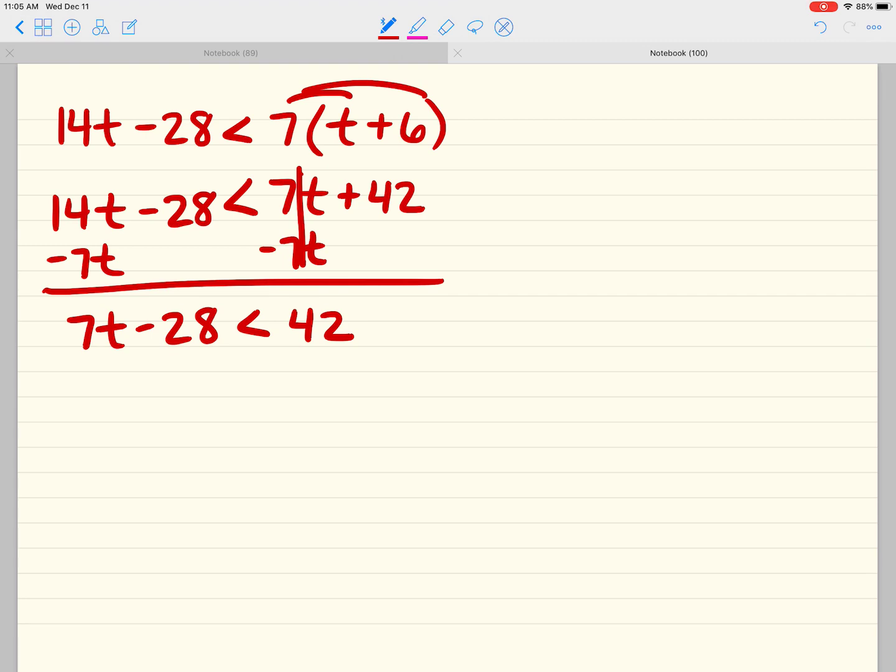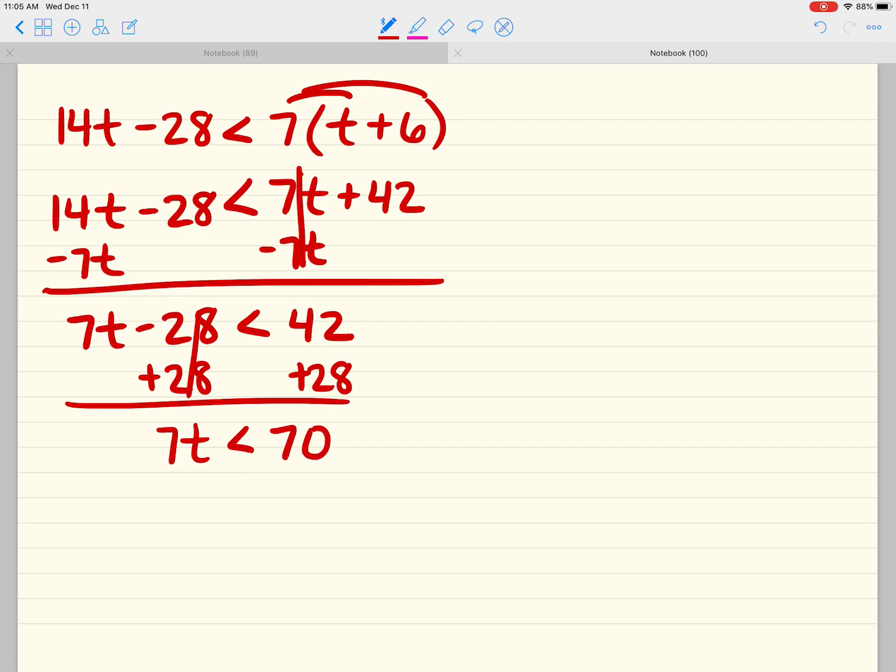Gabe, since I moved everything with a variable to the left side, what should I move to the right side? Okay, what would that be? Plus 28. So if I add 28 to 42, Gabe, what is that equal to? 70. So I get 7t is less than 70. Ethan, can you tell me what my last step would be here to get t by itself? Divide by 7. Perfect. And I would get t is less than 10.